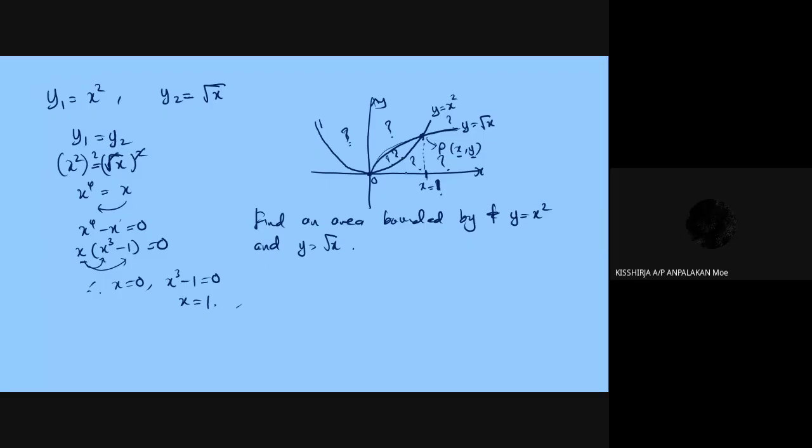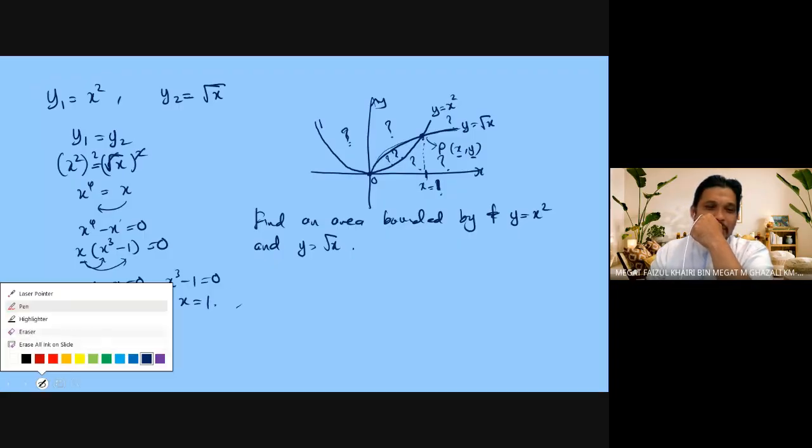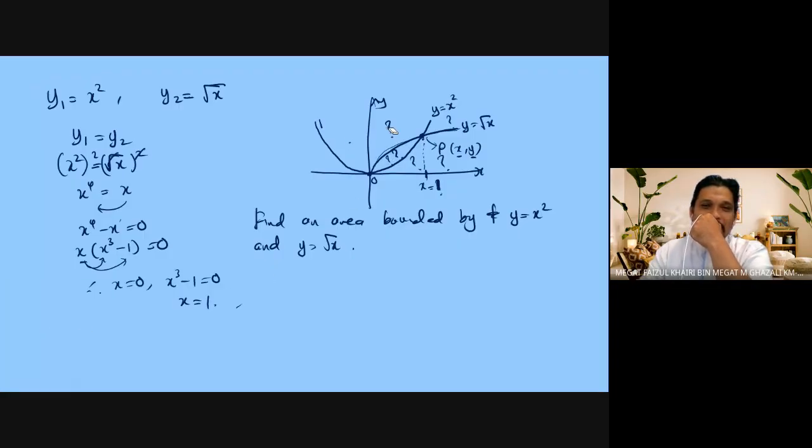Yes. Is this the one? Yeah. Okay, good. Now, kita dah tentukan dah, we determine the area that is bounded by these two functions, y equal to x squared and y equal to square root of x. So this is the one.